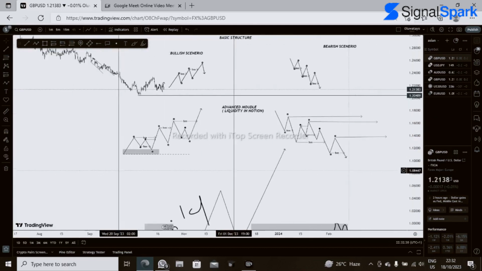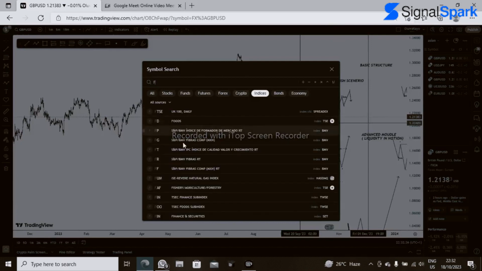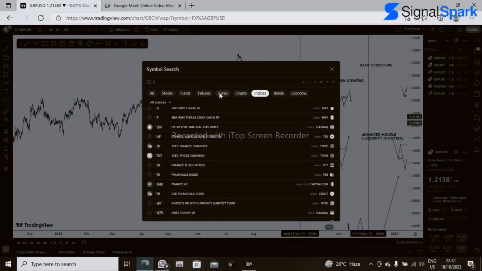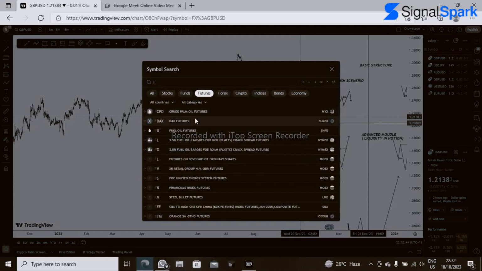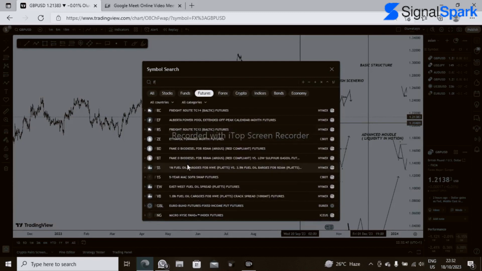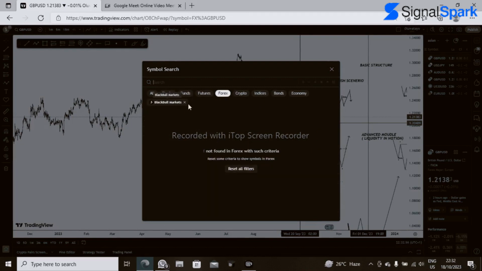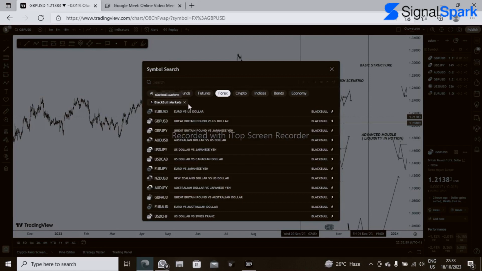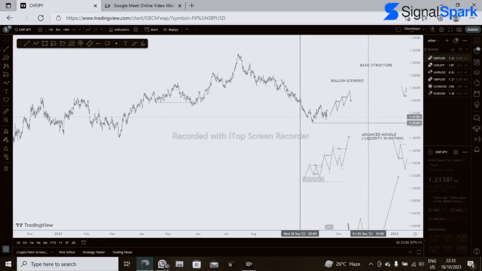Now let's go through the market walkthrough. I'll go to a random market and let's see how we can identify structure. I'm going to be giving one example for the sake of this video. I don't want to bombard all of you with bulky videos. So let's just pick a random pair, CHF something, CADJPY or anything.